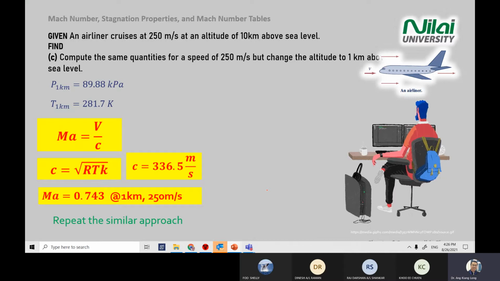So you repeat the similar process. You get stagnation pressure equal to 129. Temperature stagnation equal to 312 Kelvin. So this is how you solve it for task number 3.